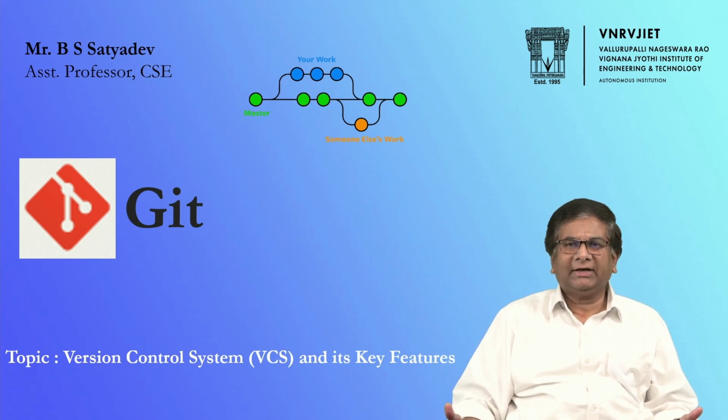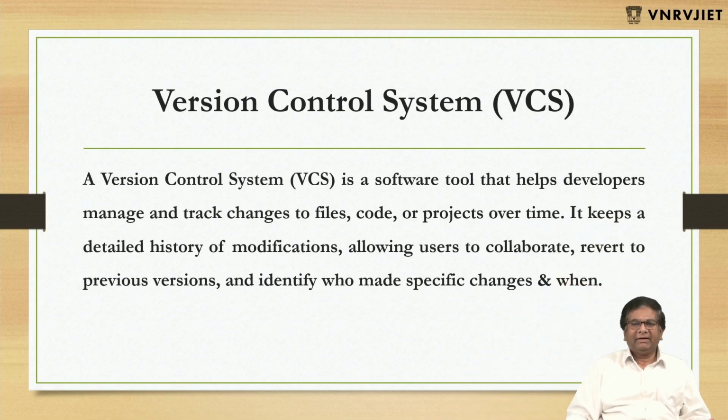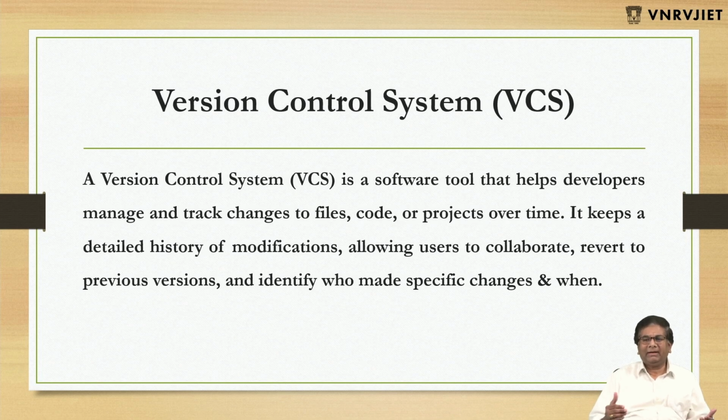Now let's see what a version control system is and what its features are. A version control system is a software tool that helps developers manage and track changes to files, code, or projects over time. It keeps a detailed history of modifications, allowing users to collaborate, revert to previous versions, and identify who made specific changes and when. I think you can definitely relate to the problem I was talking about earlier. All I was doing manually was what a version control system does.